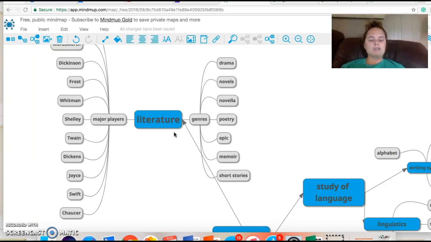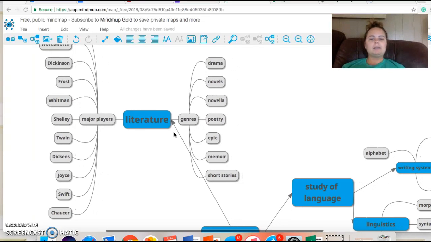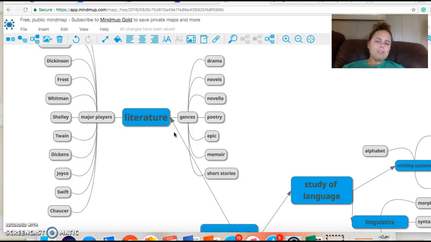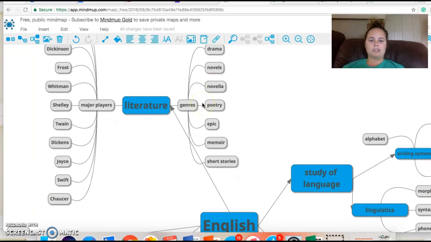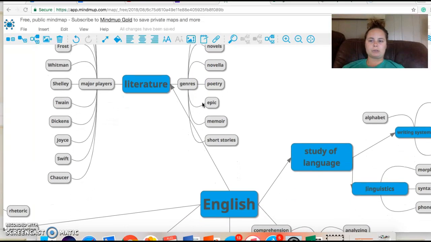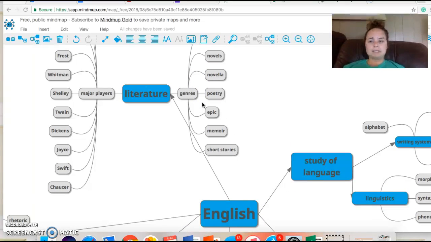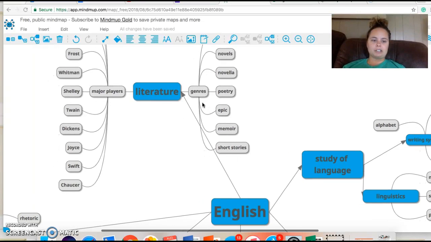And then I've also listed genres, and I listed this because in my own classroom in ninth grade, I teach the different genres within literature. So drama, novels, novella, poetry, the epic, memoirs, short stories. So that's really what comes to mind for me when I think of literature.